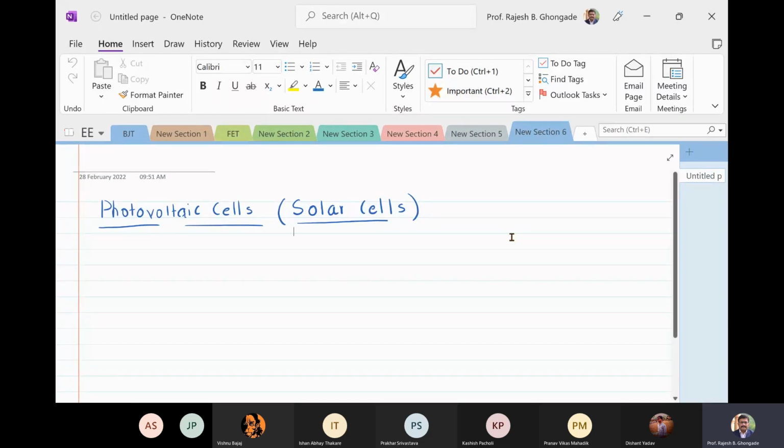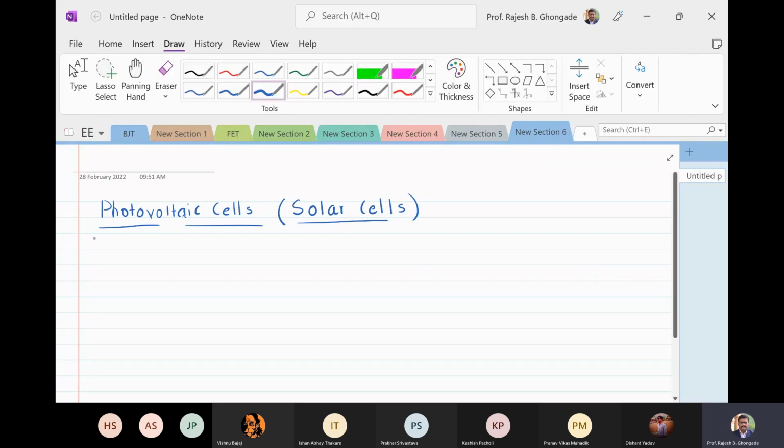Okay, is this OneNote page visible to all of you? Yes, sir. Okay, so we'll finish off with unit number 5 today, and that is the two things that are remaining. One is called a photovoltaic cell, also known as the solar cell, and the other one is called the optocoupler. So let us start off with the solar cell.